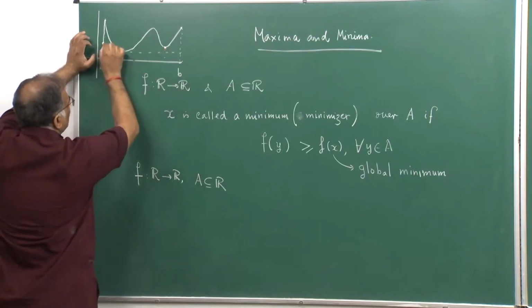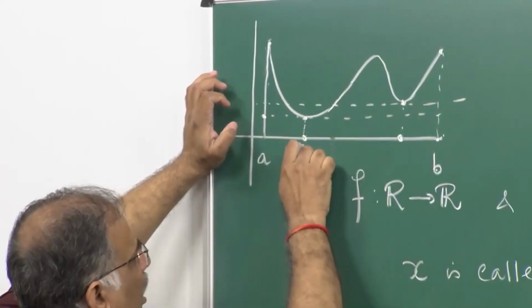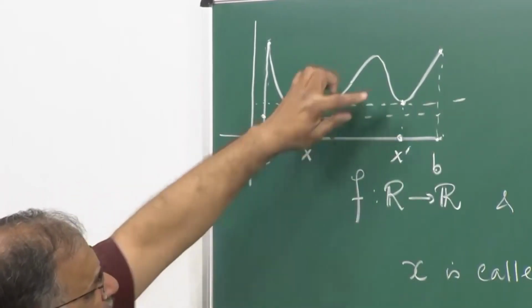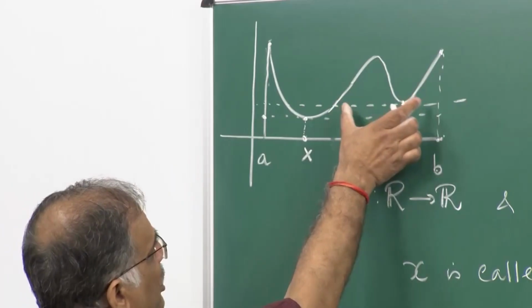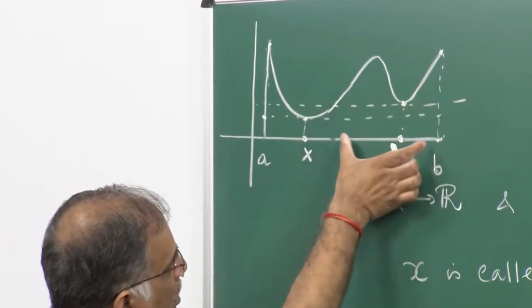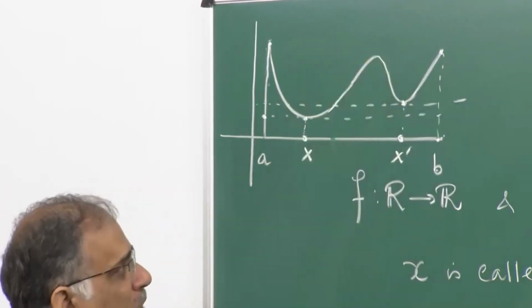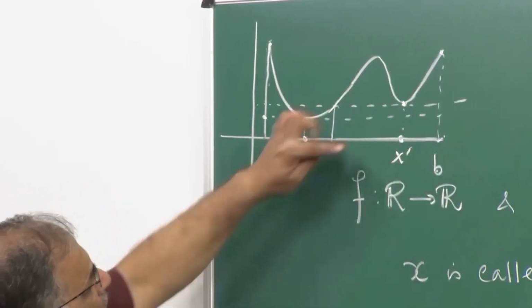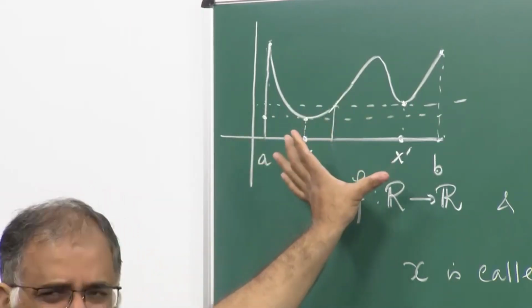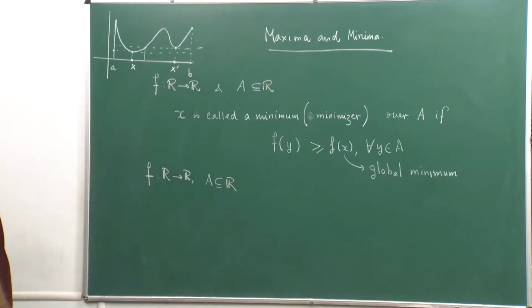But I have another point which I have marked, say this is x and say this is x dash. At x dash, the functional value is bigger than the functional value at x, but for some region of the closed interval AB, the functional value at x dash is less than all other values in that very specific zone. So, it is a minimum, but not over the whole interval AB, but over a very specific region, a subset of AB. Such things are called local minimum, and we will make it more formal.